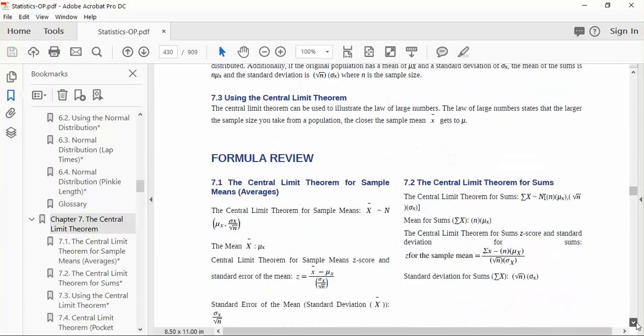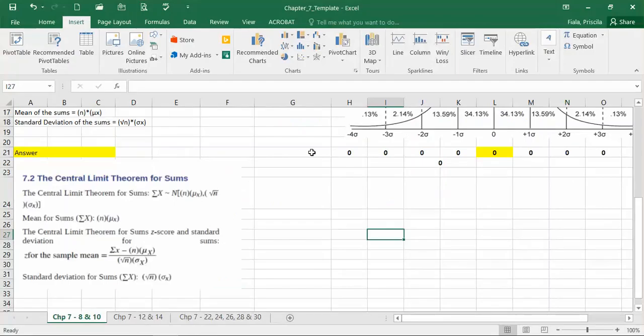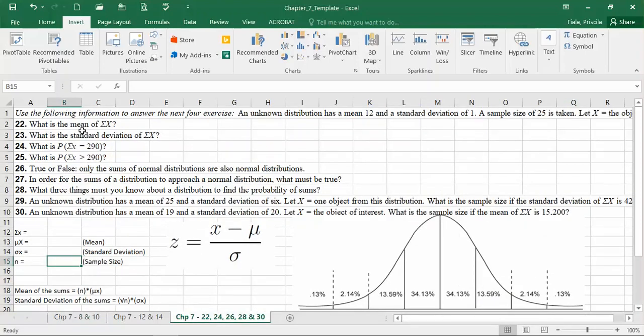And here are the formulas. It's telling you the CLT for sums formulas, and the CLT for simple means. When would you use this CLT for simple means? Well, all the problems here, you're going to see they all refer to finding the probability of the sum of some values, and here's also the mean of the sum of the values.